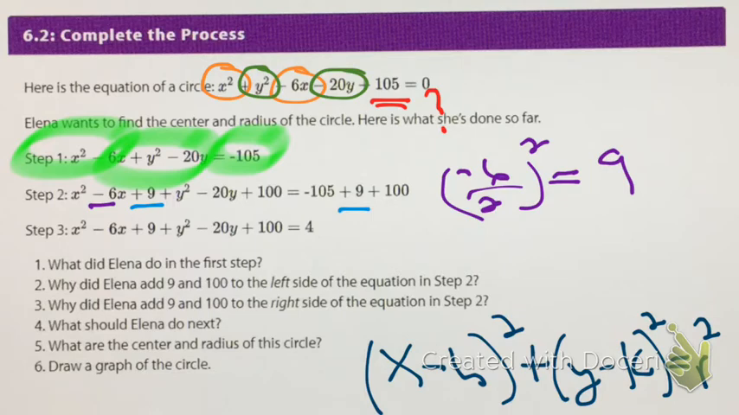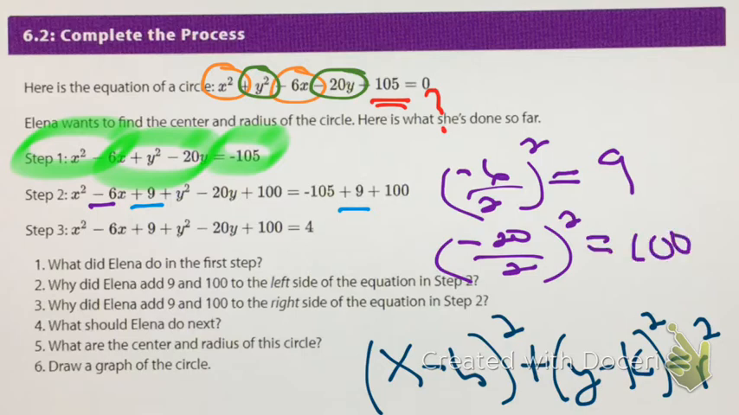And then she did the same thing with the y's. Same exact thing with the y's. She took the minus 20 and she divided by 2, and that got 10, and then she squared that, and that's where the 100 is coming from. She's getting plus 100 here, plus 100 here. All right, so you can see where that's coming from. Then the last thing she did was she added up the right side. It's minus 105, plus 9, plus 100. That's 4. So you can see right there that radius, that's actually 2 squared. That means the radius is really 2.